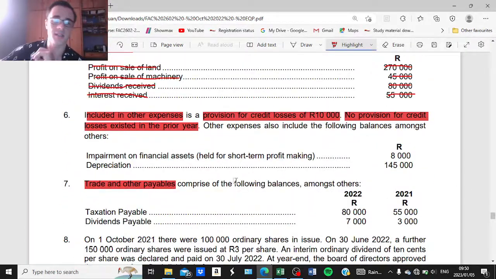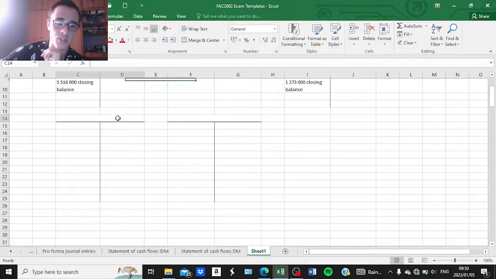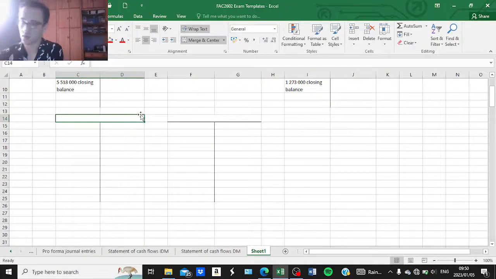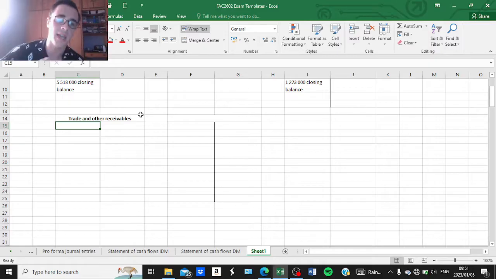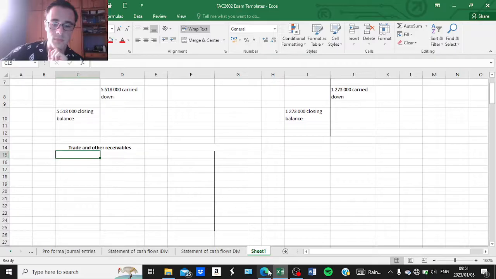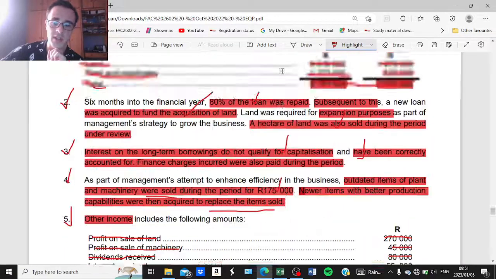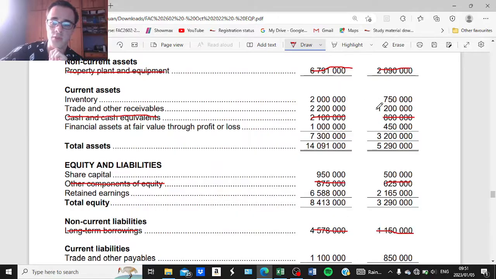Okay, let us do that while we're at it. So let us make a general ledger account for trade and other receivables. Keep in mind once again, as I've said previously, that these amounts are shown as the net amounts, so after the allowance for credit losses has been considered. If we look at the opening balance for trade and other receivables, it is given as 1.2 million.